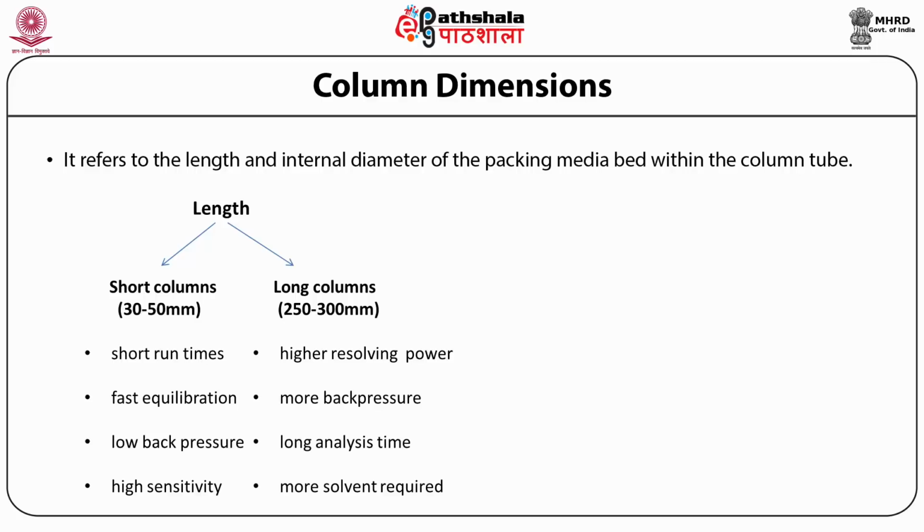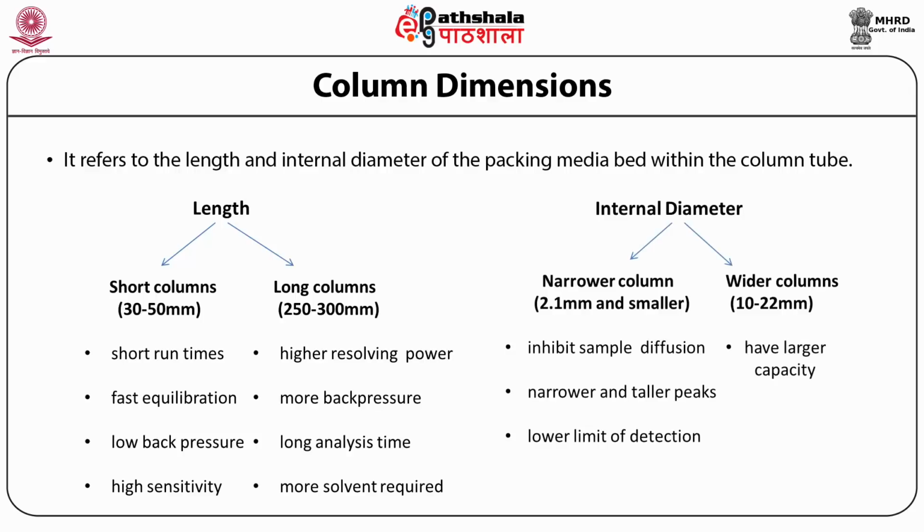On the basis of internal diameter, columns can be narrower, ranging from 2.1 millimeter or smaller diameter, or they can be wider columns from 10 to 22 millimeter of diameter. Narrower columns inhibit sample diffusion. These give narrow and taller peaks and have lower limits of detection. Wider columns conversely have larger capacity.